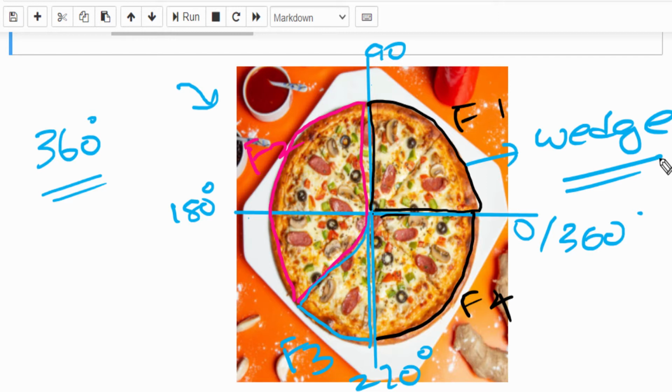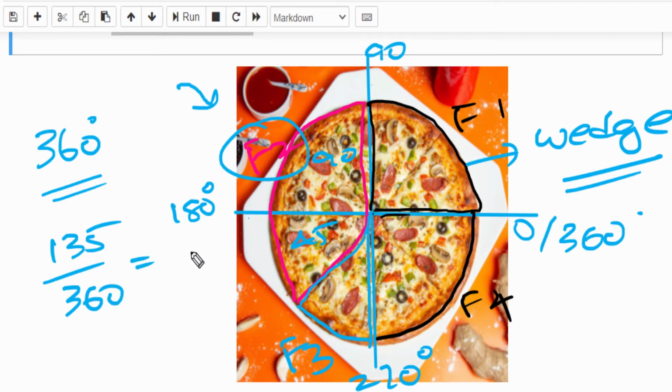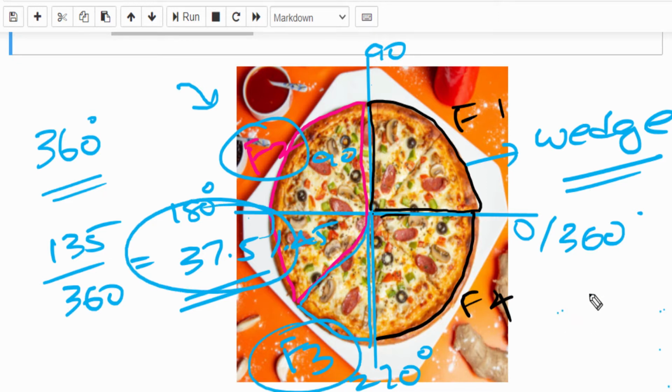Now, what other observation we can see here? For example, when we consider friend 2, this is 90 and this is 45 degree. It means 90 plus 45, 135 divided by 360, which is equivalent to 37.5 percentage of pizza was taken by the friend 2. Same way, when you consider this F3, it will be 45 by 360, around 12.5 percentage. So like that, we can calculate the percentage of that particular wedge.